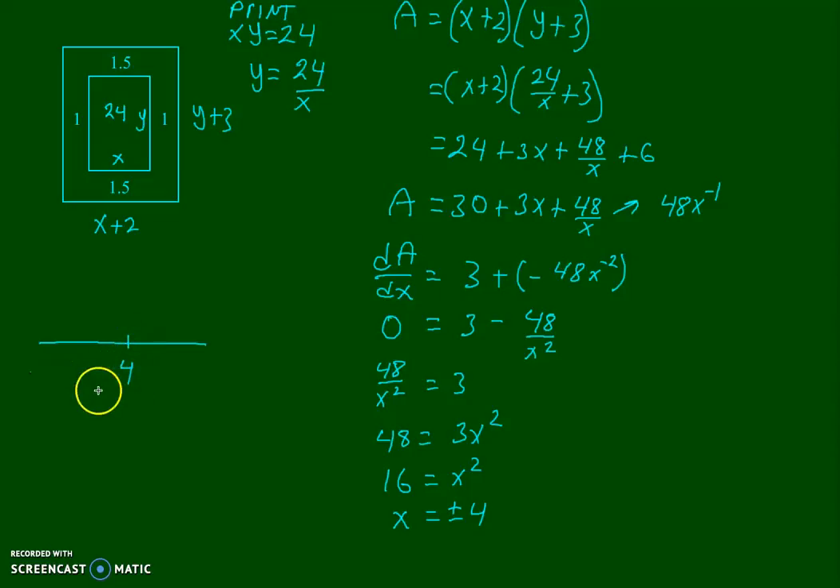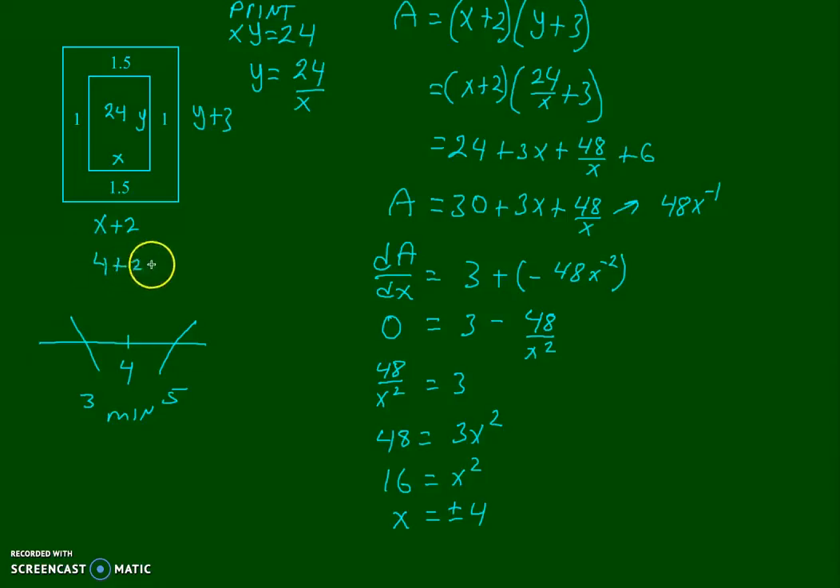So let's put that here. Let's try a 3 and a 5 and see if in fact this is the minimum we're looking for. When we evaluate the first derivative at 3, we find it's negative, and at 5 it's positive, so yes, this is a minimum. And so our x value is going to be 4.